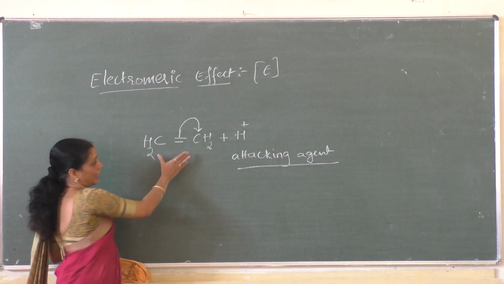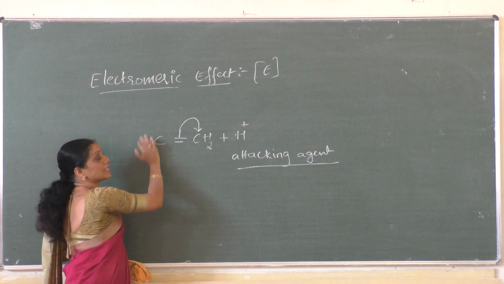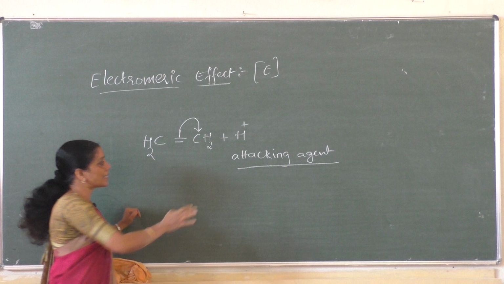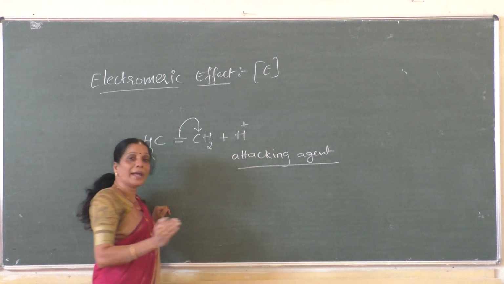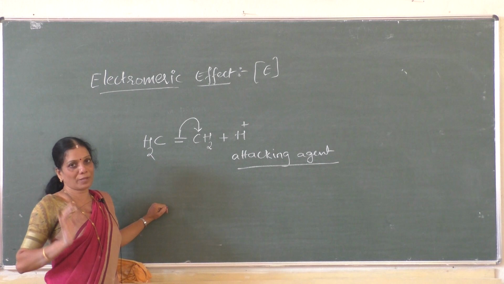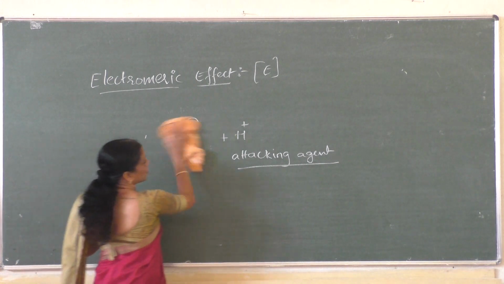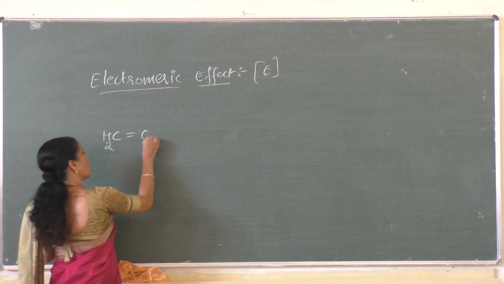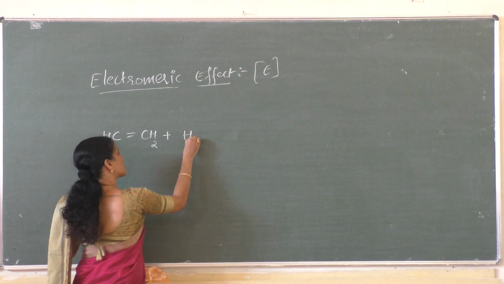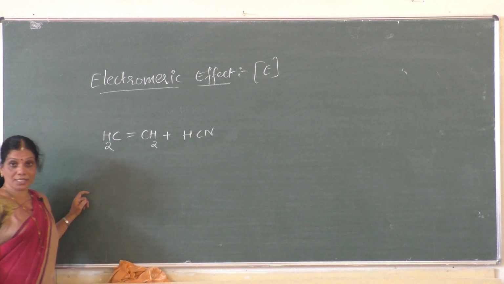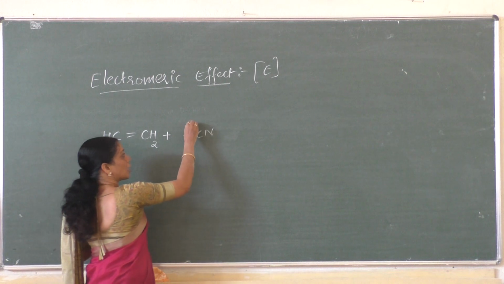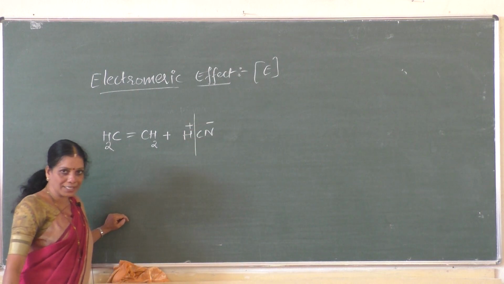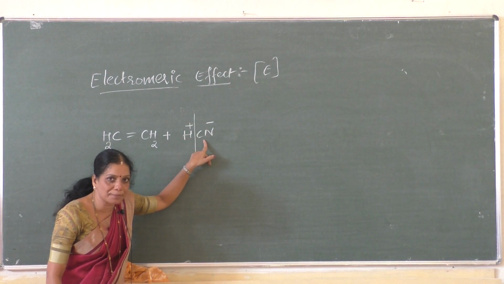Listen here students, if this ethene is subjected to a reaction with a proton, H plus, which is nothing but a proton, an attacking agent present in the reaction mixture, I'll write the reaction. See, ethene, CH2 double bond CH2, undergoes reaction with hydrogen cyanide. HCN is nothing but hydrogen cyanide. It undergoes ionization in the reaction mixture always in the form of H plus and CN minus. Now these two are the attacking agents.